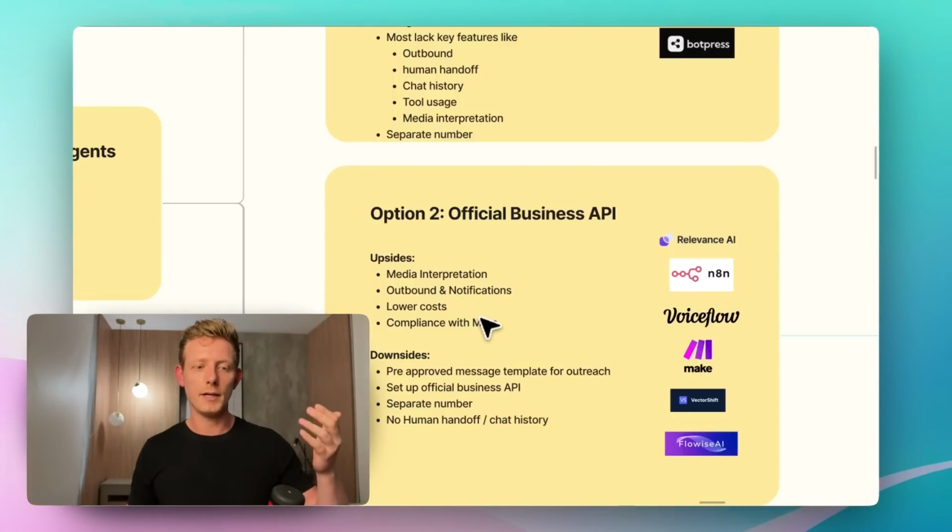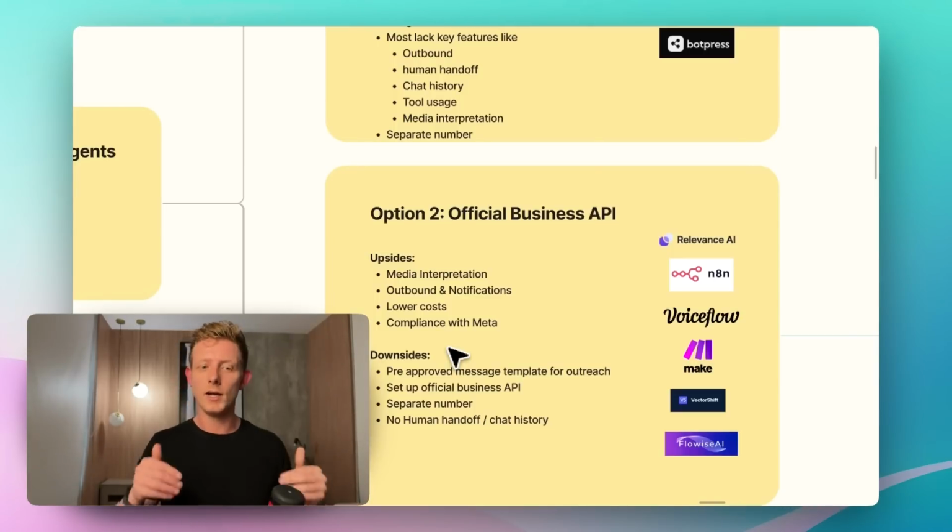Right, and I'm going to show you that later too. And then most of these softwares here have also lower costs, right, than those others? And again, you're fully compliant with Meta because you have the official WhatsApp API. Now, what are the downsides? Again, you have those pre-approved messages, but you can do quite a lot with those, right? And I'm going to show you later how you set that up inside of Meta too.